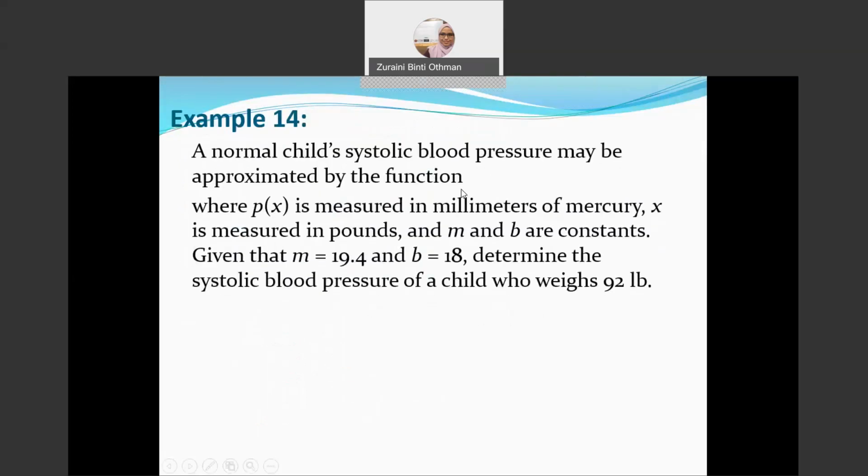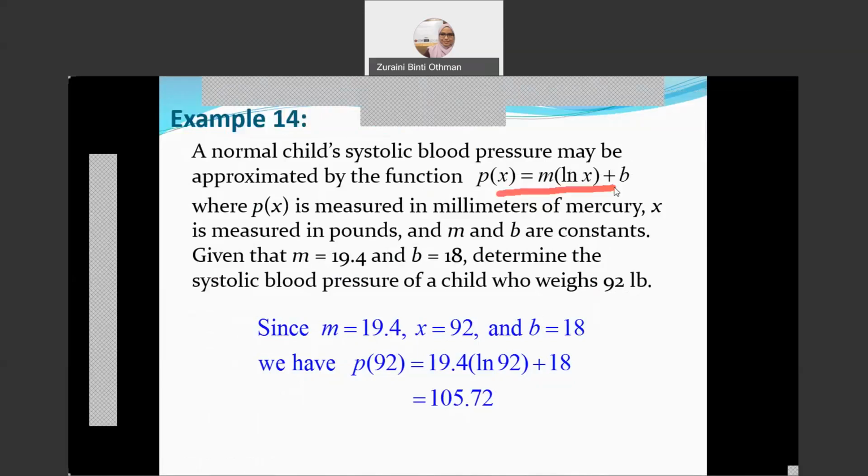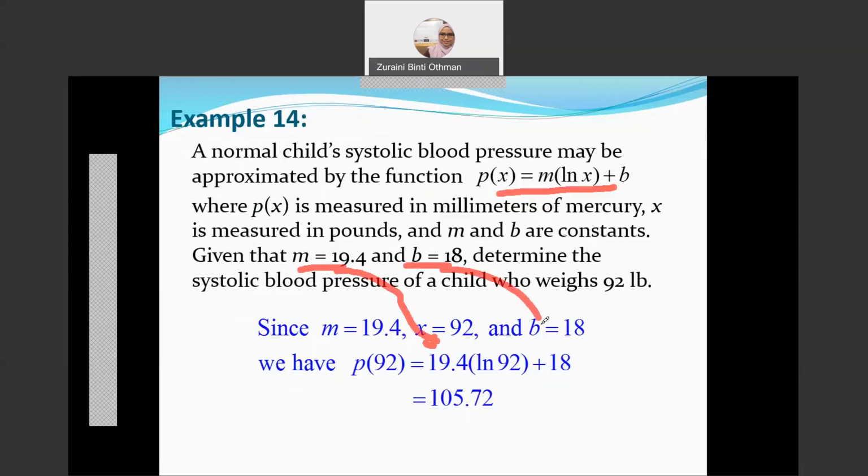Okay, contohnya kat sini kita nak selesaikan, kita nak tahu berapa dia punya pressure bila weight dia 92. Okay, so now we know that our M is 19.4 and B is equal to 18. So replace this type of, maksudnya this information into the equation given. This is the equation given and this is the information that they give to you. Then just replace it first to M value and this value to the D value.